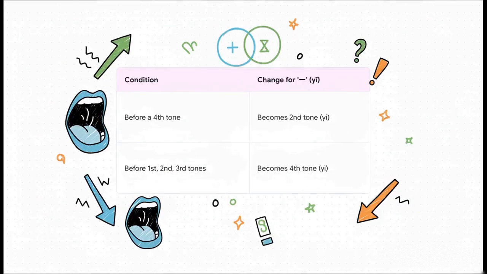The word for one, which is yī, is also a bit of a chameleon. Its tone changes to help the words around it flow better. You can see on the table, its tone shifts depending on the tone of the very next word. Now, you don't have to memorize this table right this second. Just know that these little shifts happen to make everything sound more melodic.